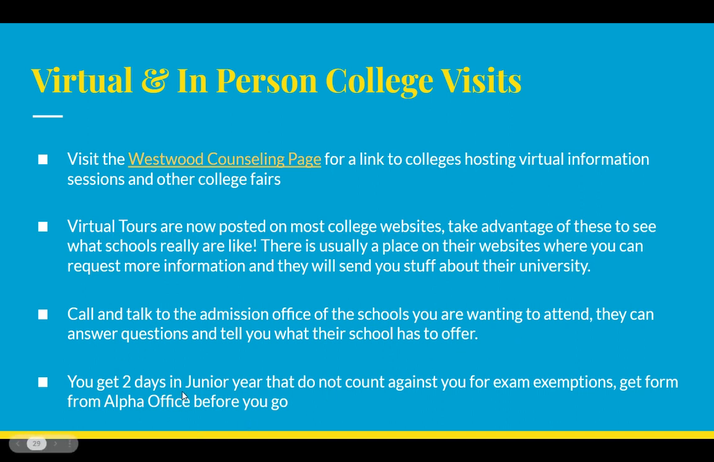Something to know is you get 2 days in junior year and 2 days in senior year for attendance that don't count towards exemption. The big thing you have to remember is you need to get your college visit form from your Alpha office before you go. You take that form with you to the college. Somebody from the college signs it saying you were there. You bring it back and we wipe that absence off your record.